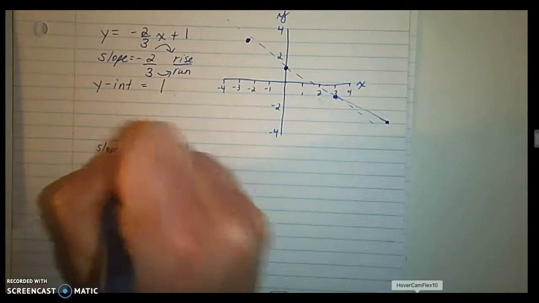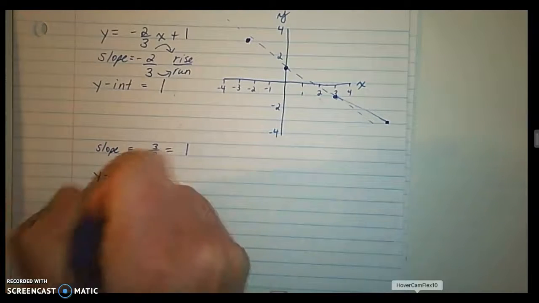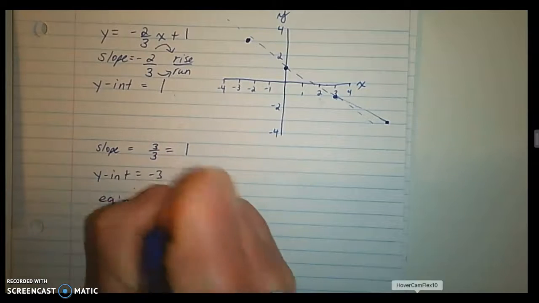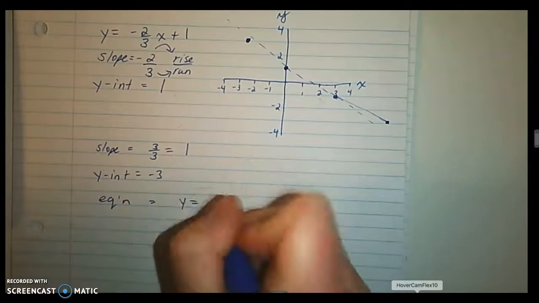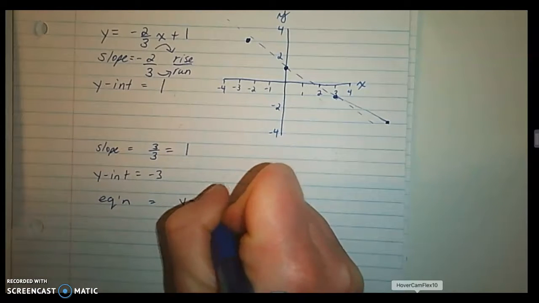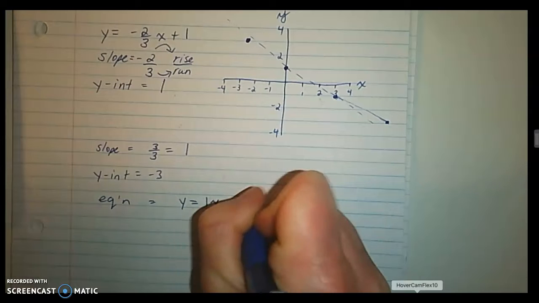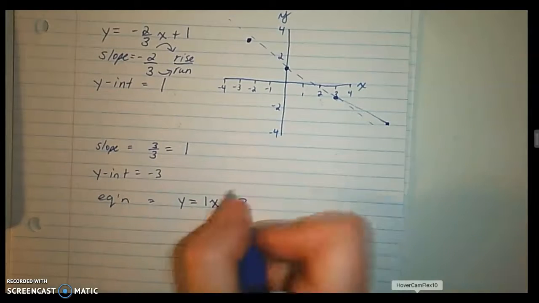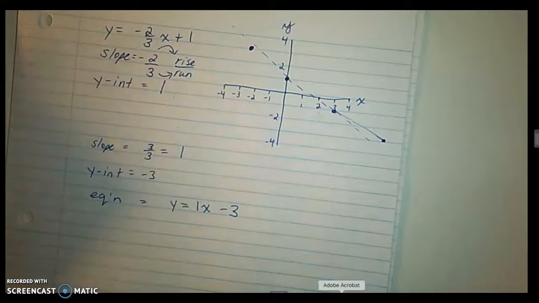Y-intercept, you were definitely correct on. It's -3. So then your equation should be y equals 1x minus 3, like that. So don't forget the x when you're writing the equation of a line.